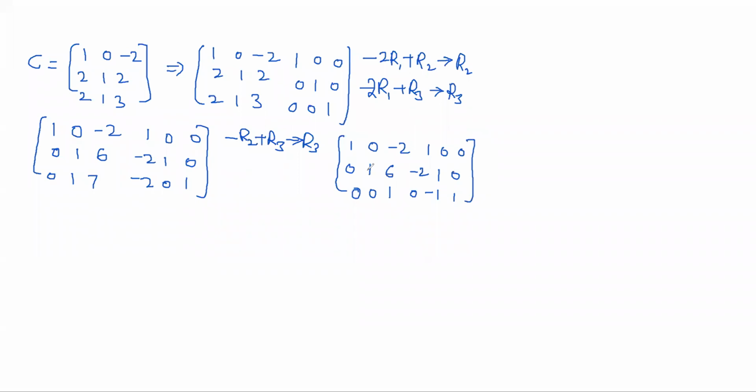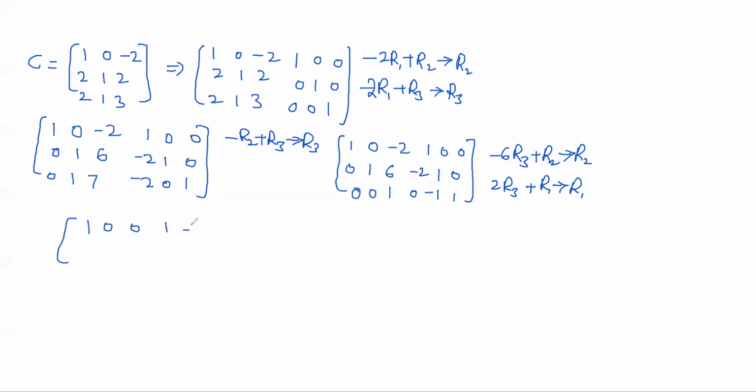So fortunately now all of these pivot positions are 1, but now I need to make these two values, 6 and minus 2, as 0. So for this, I will take minus 6 row 3 plus row 2, that will be the new row 2, and then I will take 2 row 3 plus row 1, that will be the new row 1.